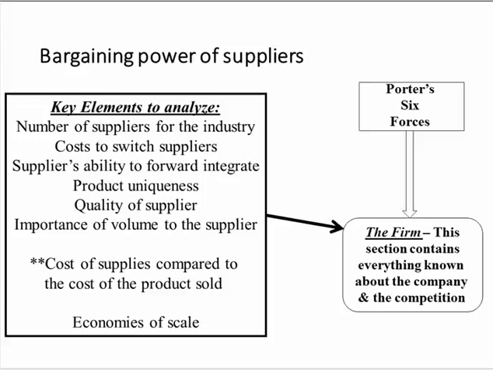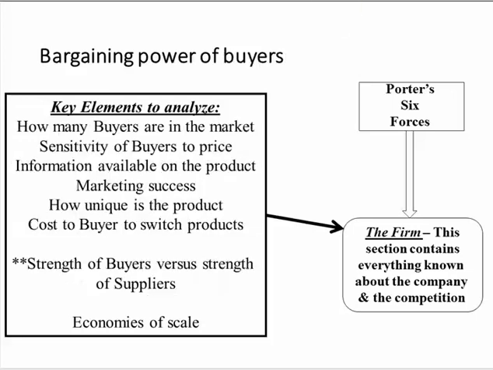And then there's the buyers. The bargaining power of buyers: how many are there in the market? The sensitivity to price. Raising or lowering your price just a little bit can make a big difference. What information is available? What's the marketing success? All these things play into the buyers. And so those are Porter's 6 forces. The last one is the stakeholders.